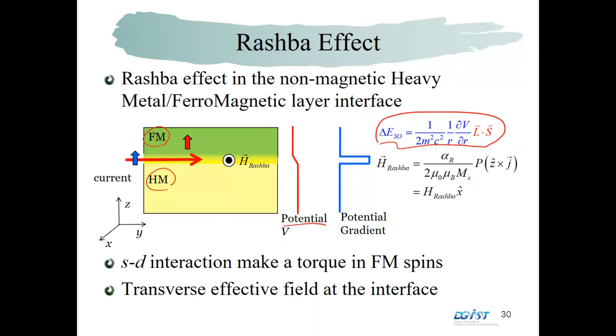Let's think about the potential across this direction. There is some atomic potential in a ferromagnet, and there is an atomic potential in a heavy metal. Generally they cannot be the same, so there is some kind of step. That means the gradient of V, ∂V/∂z, is finite at the interface. So this Rashba effect is purely an interface effect.